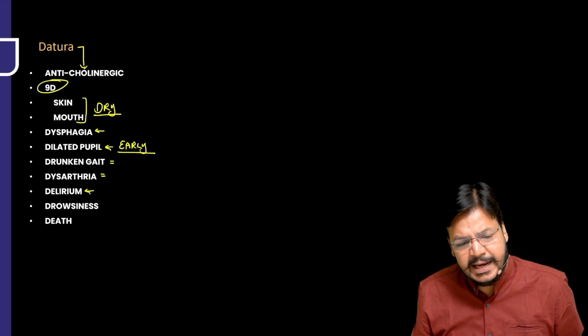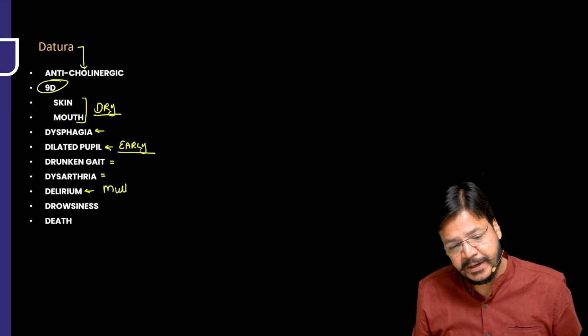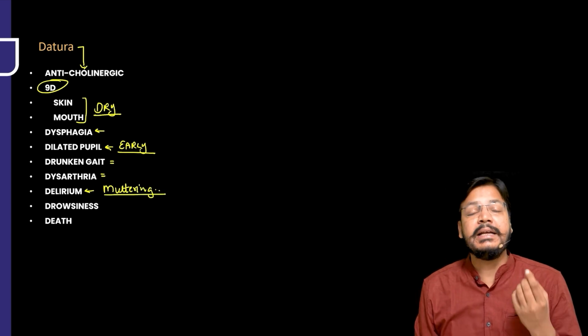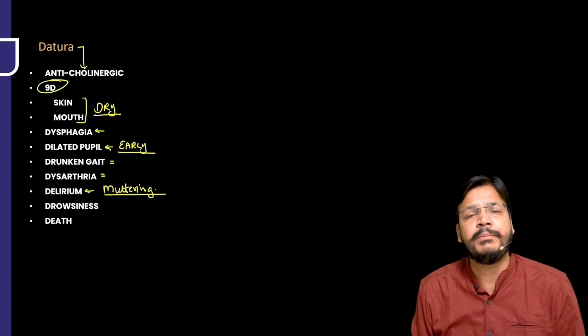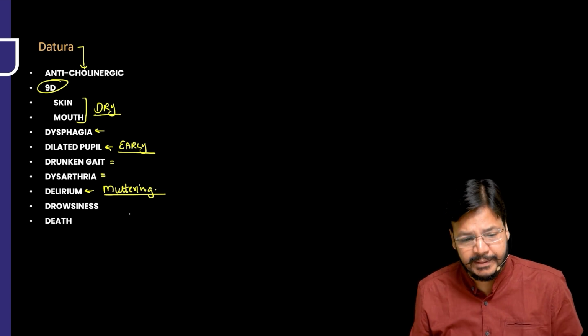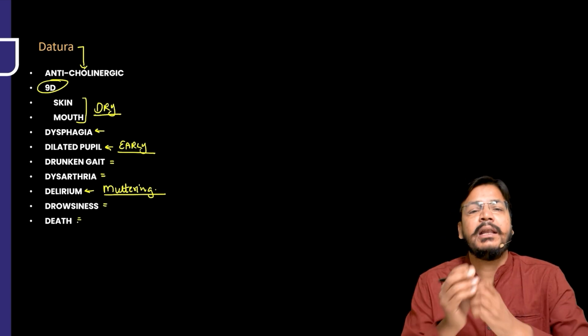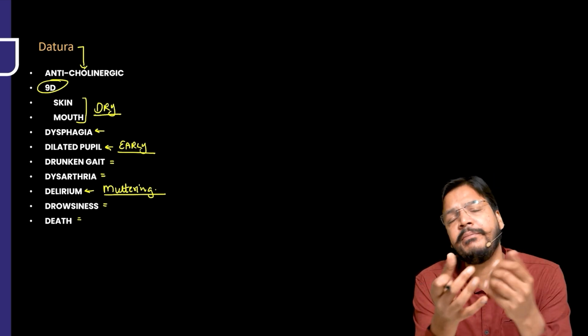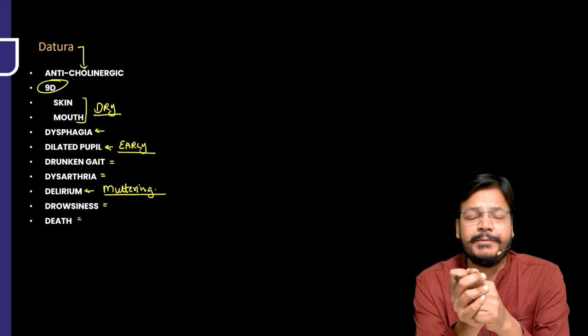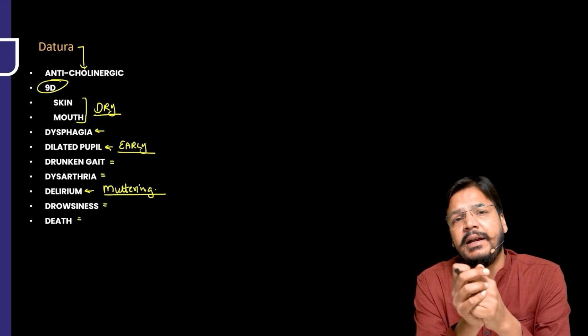Then delirium, and this delirium is specifically a muttering delirium. There is slurred speech and slowness of the body. This is known as muttering delirium. Drowsiness, and the last is death. Last is death because of the respiratory muscle involvement. This is causing death. This is known as 9D.